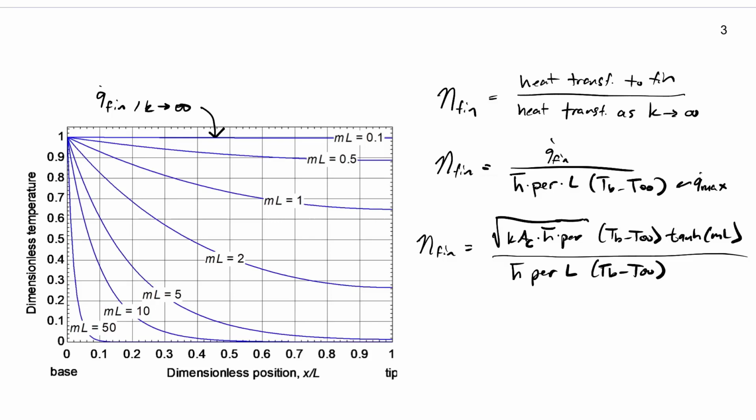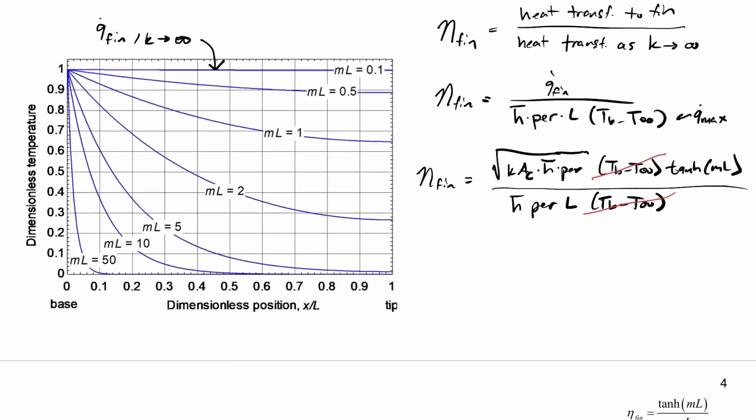A couple things to point out. Most important thing to point out, I guess: T_b minus T infinity cancels out. So fin efficiency, it turns out, doesn't care what the temperatures are. You could have a really big temperature difference, you could have a really small temperature difference. The fin efficiency is only a function of the geometry and the heat transfer characteristics of the fin, and not a function of temperature.